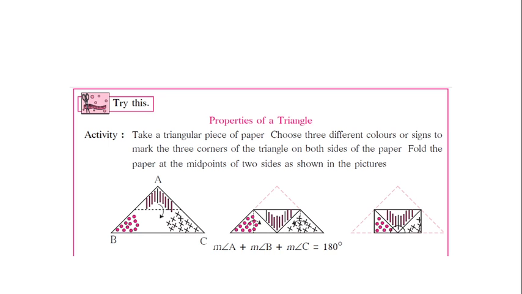Let us verify the property according to the given activity. Take a triangular piece of paper. Choose three different colors or signs to mark the three corners of the triangle on both sides of the paper. Fold the paper at the midpoint of two sides as shown in the picture. It will give you measure angle A plus measure angle B plus measure angle C is equal to 180 degrees, where A is this corner, B is this corner and C is this corner. B is turned to this side, C is turned to this side and A is turned to this side.